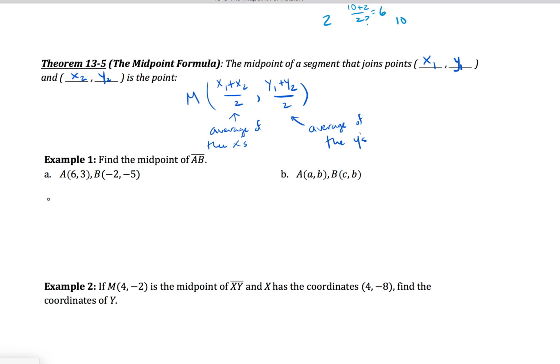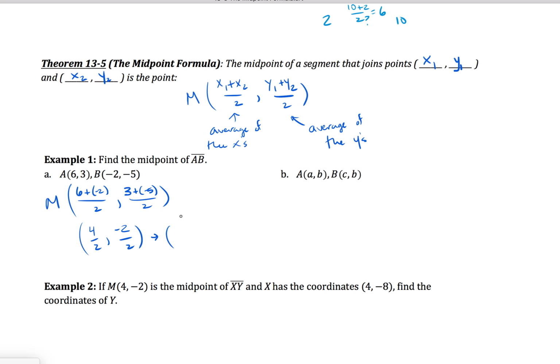So the midpoint is at the average between the x's and the average between the y's. What are the two x coordinates? 6 and -2. So I'm going to add 6 plus -2, and then divide by 2. Then I'm going to add the y's, which is 3 plus -5, and divide by 2. So 6 plus -2 is 4, so I get 4 divided by 2, and 3 plus -5 is -2, divided by 2.